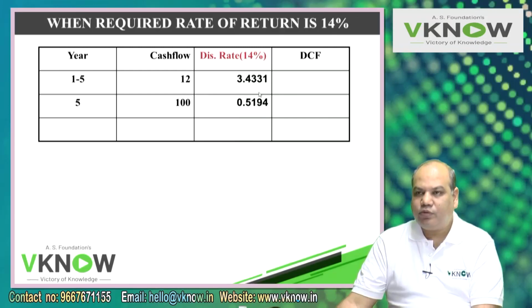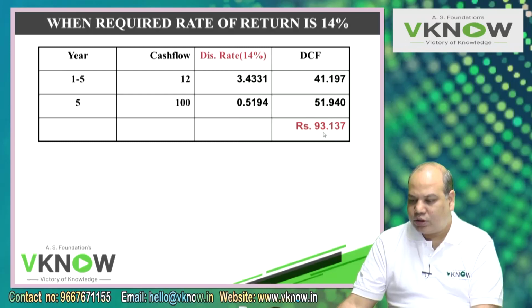Now multiply and add. 12 into 3.4331, 41.197. 100 into 0.5194 is 51.94. Then you will take the total. Oh, this is much lower than 100. 93.137. Your required rate of return is more than the coupon rate. You want 14%. The company is offering you 12%.